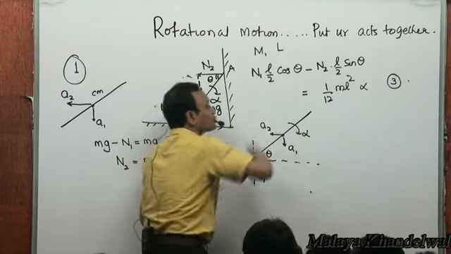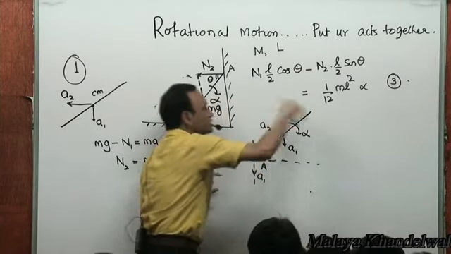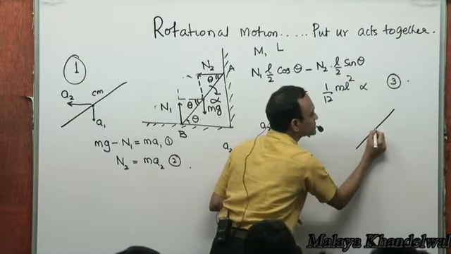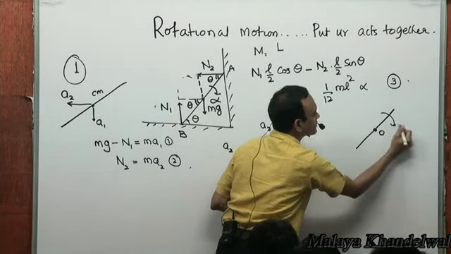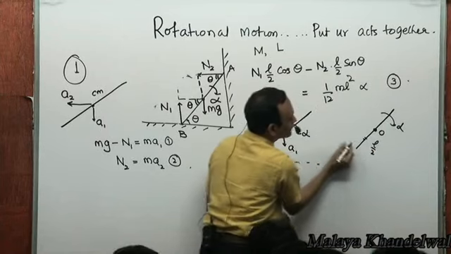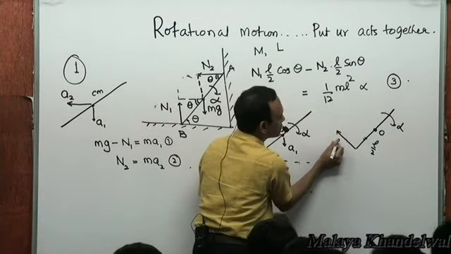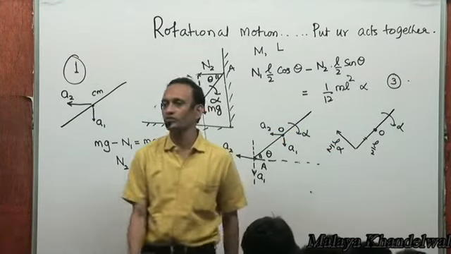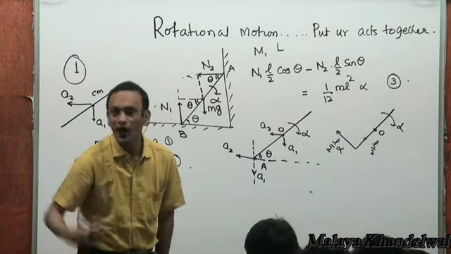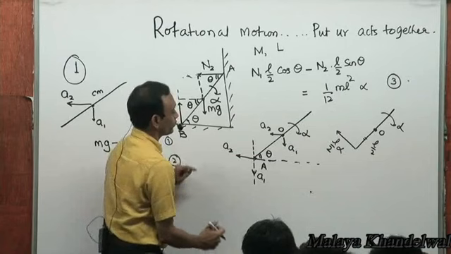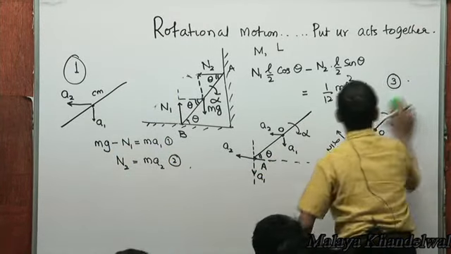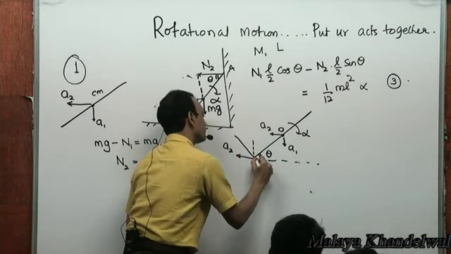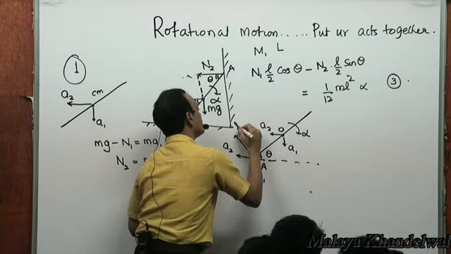Now, imagine the rod to be in a state of pure rotation about the center of mass with angular acceleration alpha. This length is L by 2, so it will have a tangential acceleration which would be L by 2 alpha. Yes or no? In pure rotation, the tangential acceleration is R alpha, and R in this case is L by 2. So because of pure rotation, it will have an acceleration of L by 2 alpha.